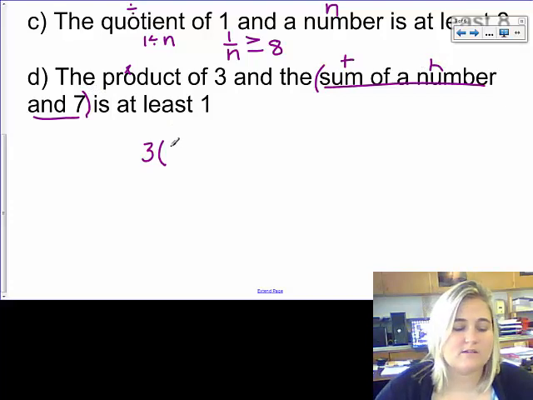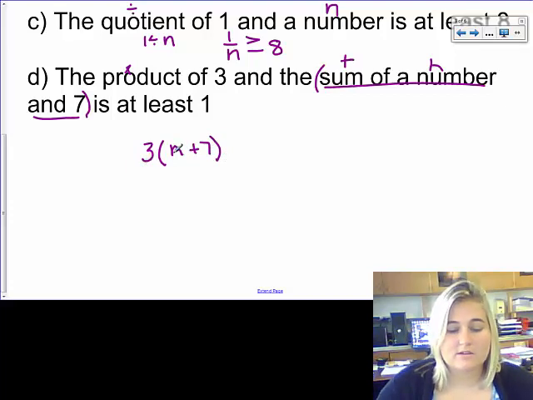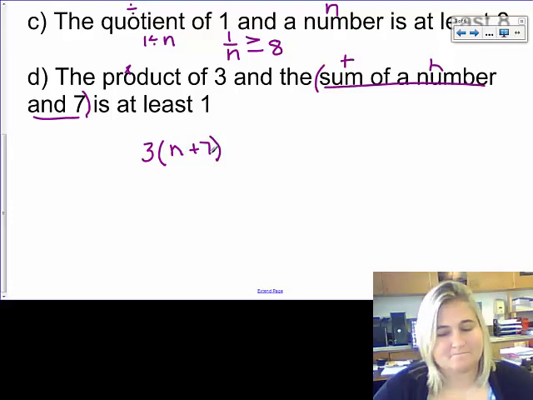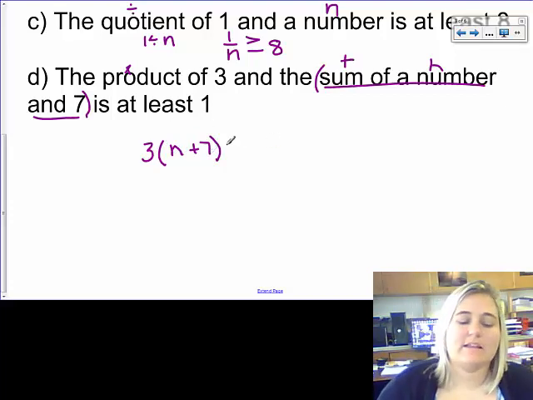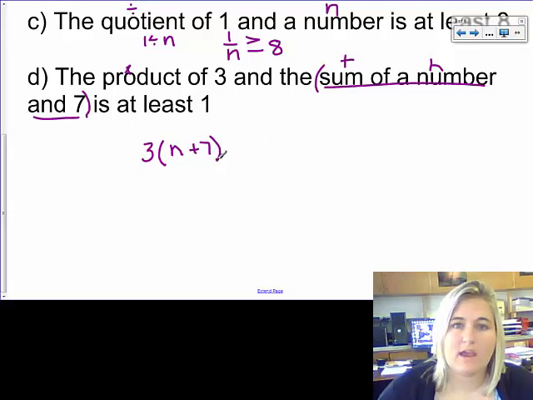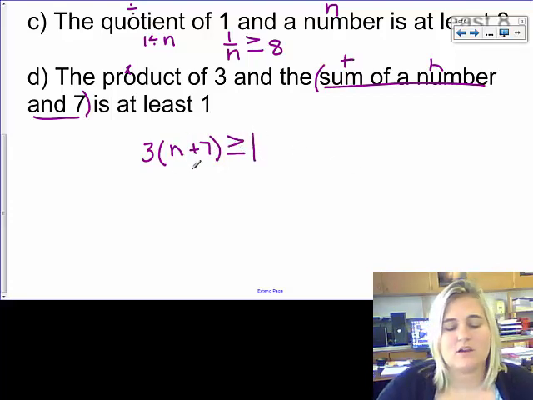So n plus 7. This is the product of 3 and the sum of n and 7, is at least 1. Can it be 1? Yes, it says at least. So that's the least that they want, which means it has to be greater than or equal to 1. This is my final answer.